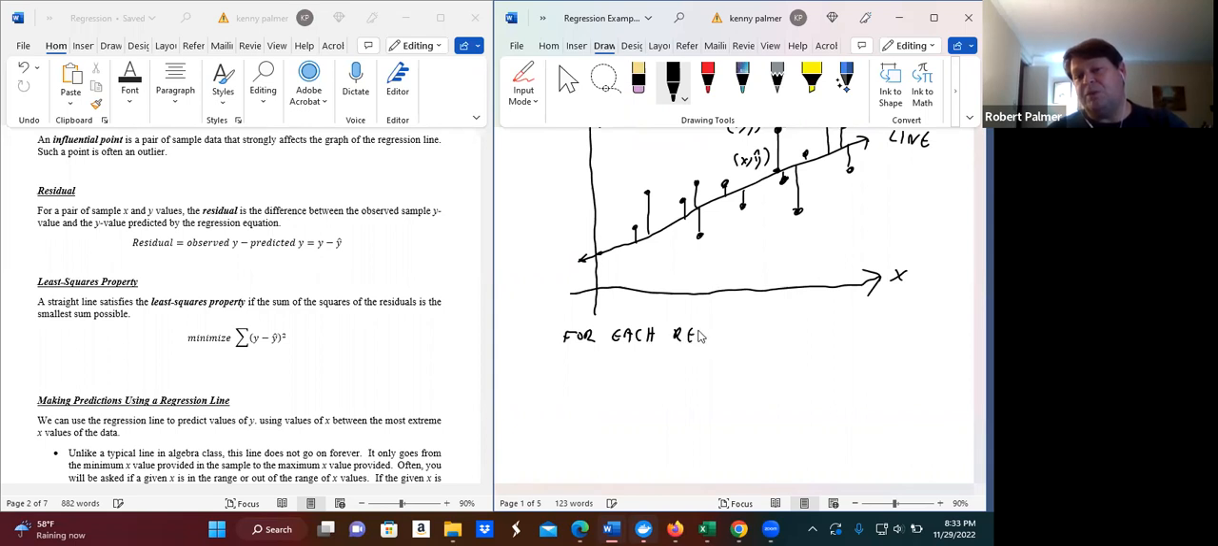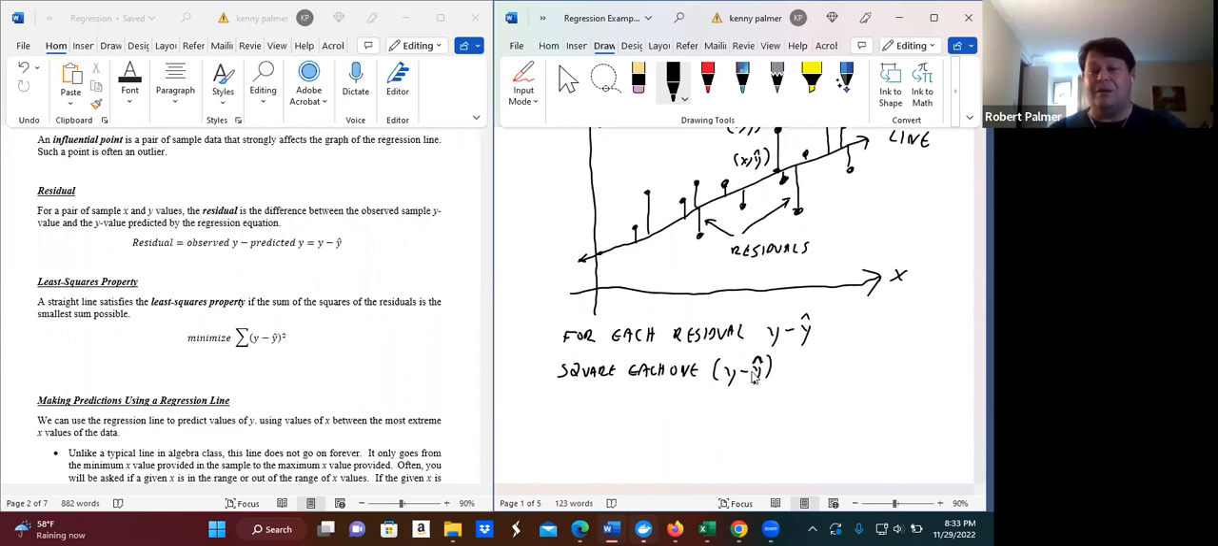So for each residual, remember these are all residuals here, it's Y minus Y hat, and similar to how I calculate a standard deviation, we're going to square each one. Remember, the Y hat is your predicted value. It's called a Y hat, this little rooftop on top of it is going to be a hat. Okay, we square each one, and we're going to add all those together.